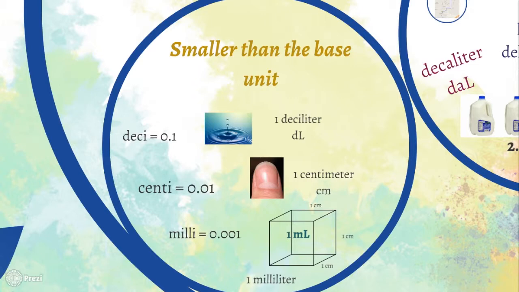Milli is the prefix for 1,000th, or 0.001. So if you had a cube that was 1 centimeter on all sides, so imagine a cube where each side is the length of your fingernail, that would be a milliliter.